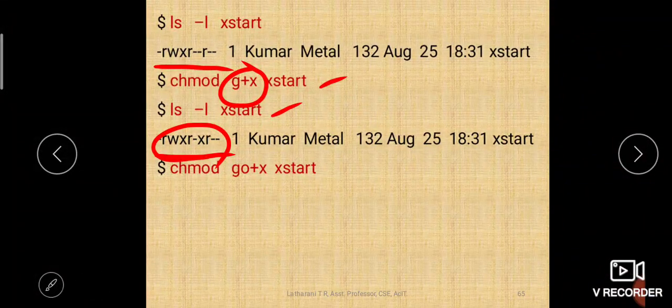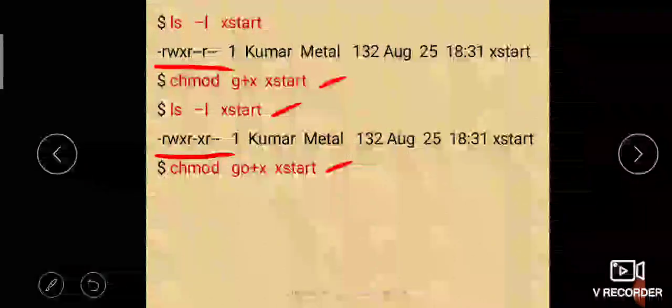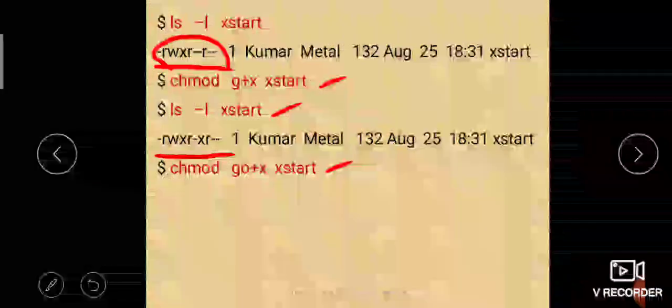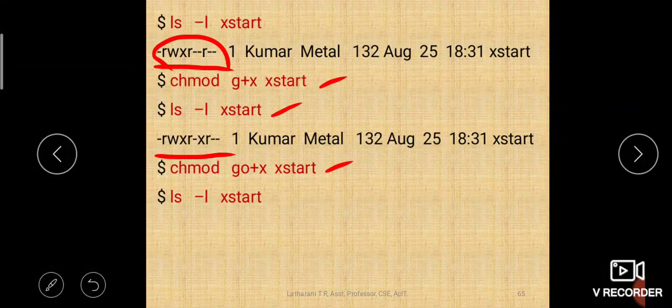Fine. Now in the next example, we are telling that it should be go+x for the xstart file. go means group and others. For both of them we are giving execution permission. Let us say these are the original permissions of the file, and now you want to change only group and others execution permission. What you want to do is add execution permission for group and others. Now it has successfully executed, no errors.